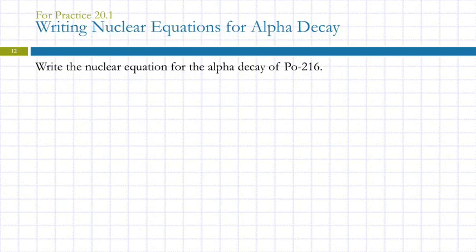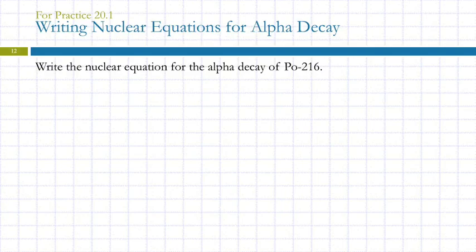So let's write the nuclear equation for the alpha decay of polonium-216. These are a lot of elements that you probably don't know the names of. Like if I asked you, what's the name of this element with the symbol Po, I would not expect you to be able to tell me that. But you can do all these problems without knowing that it's polonium.